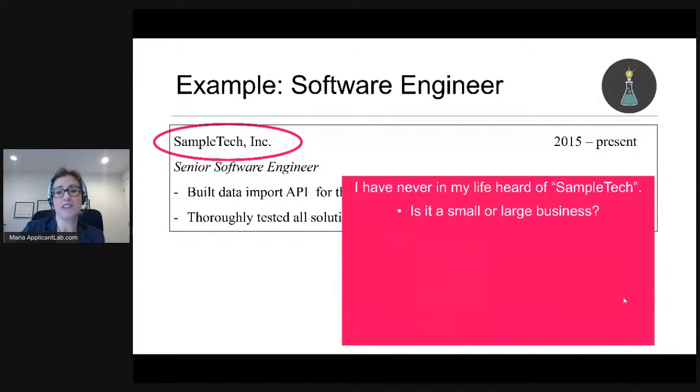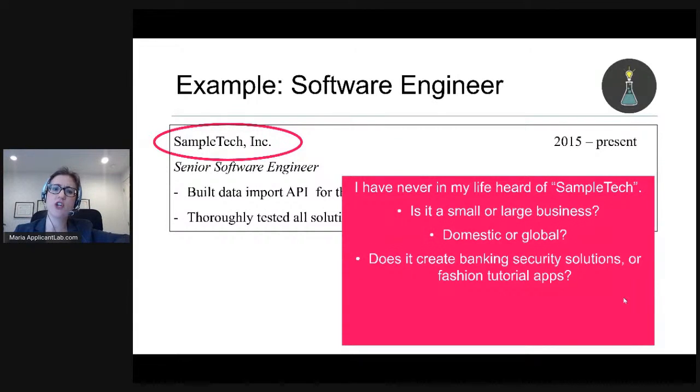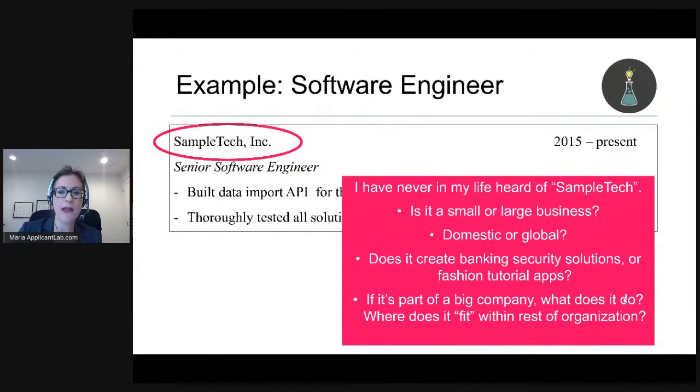So I've never heard of Sample Tech. So I don't know, is Sample Tech big? Is it a huge Fortune 500 company? Is it a teeny business? Is it focused on a niche domestic market? Is it global? Does it create banking security solutions, or is it like a fashion tutorial company, right? The title's so vague, I can't figure it out. And if it's part of a big company, what does it do? Where does it fit within that broader organization?